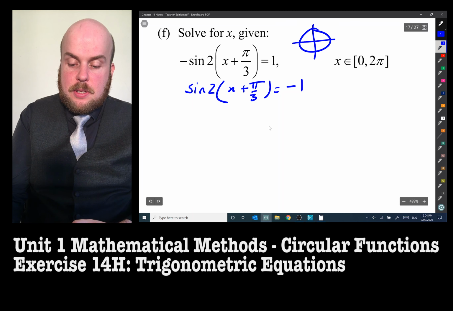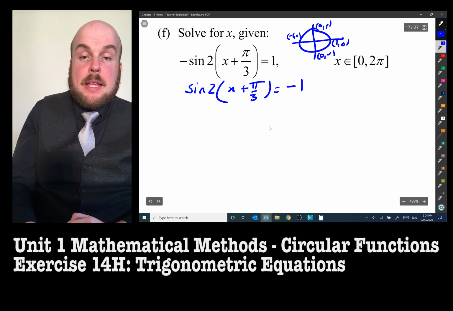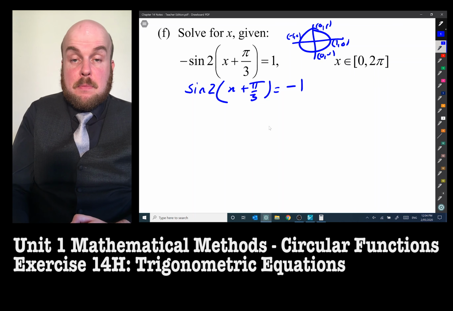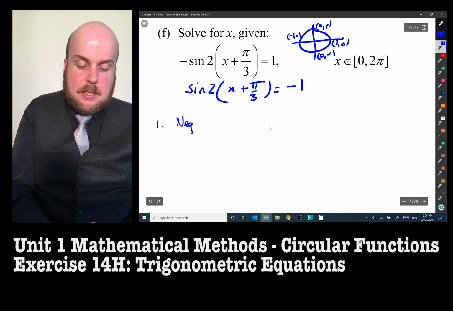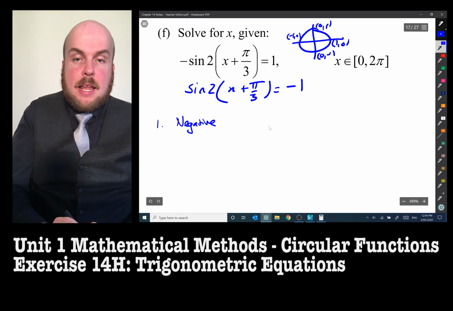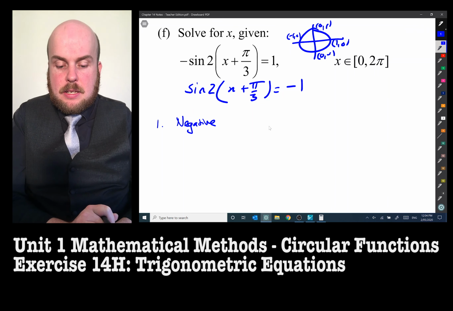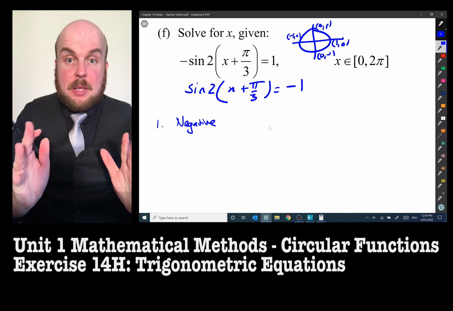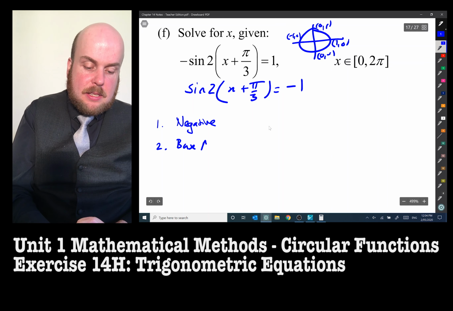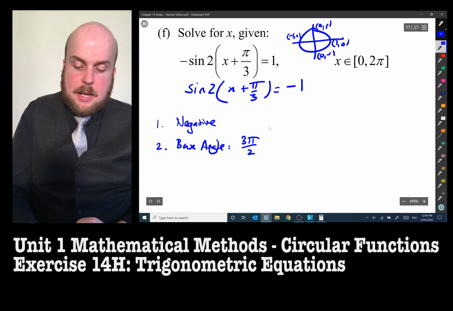Well, let's look at my unit circle: 1, 0, 0, 1, negative 1, 0, 0, negative 1. Well, that means it's going to be down at the bottom here, the reference angle being 3 pi on 2. So, first and foremost, it's negative. Normally I'd write the quadrants at which we need to get negative answers, but it's actually not so much a quadrant now, is it? There's only one possible result here, and that's the base angle is 3 pi on 2.